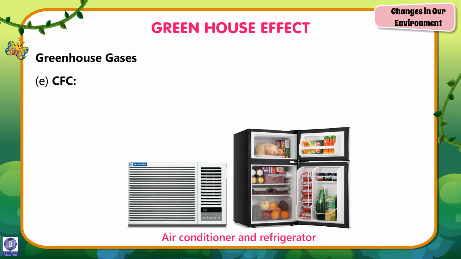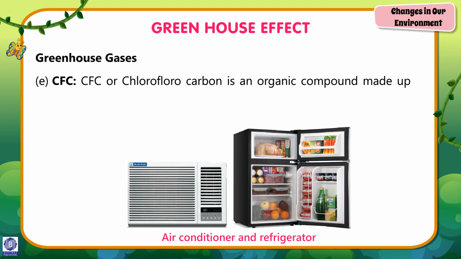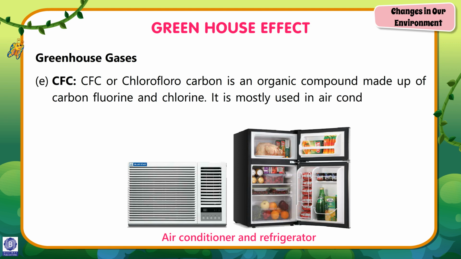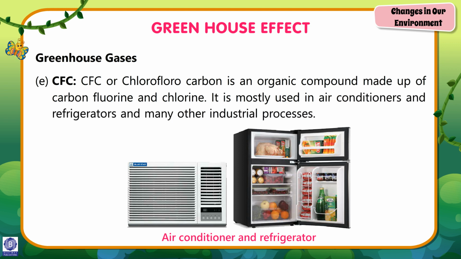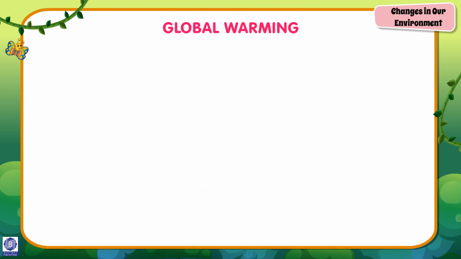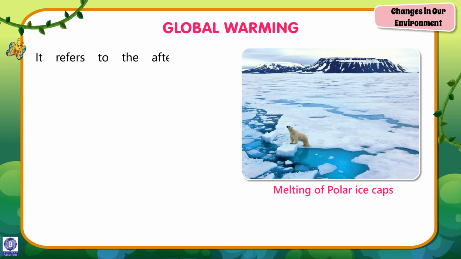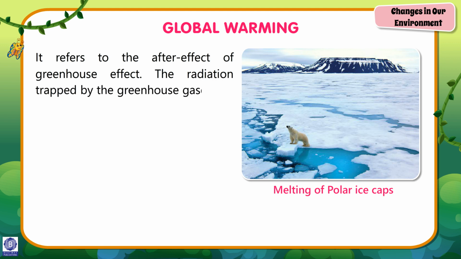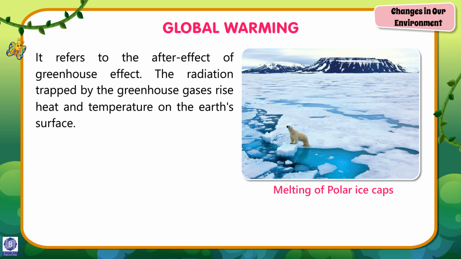E. CFC. CFC or chlorofluorocarbon is an organic compound made up of carbon, fluorine and chlorine. It is mostly used in air conditioners and refrigerators and many other industrial processes. It tends to warm up the atmosphere. Global warming. It refers to the after effect of the greenhouse effect. The radiation trapped by the greenhouse gases raises heat and temperature on the Earth's surface. This is known as global warming.